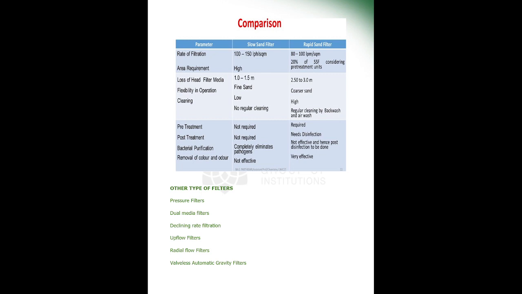And among other types of filters, we have pressure filters, dual media filters, declining rate filtration, upflow filters, radial flow filters, and valveless automatic gravity filters.